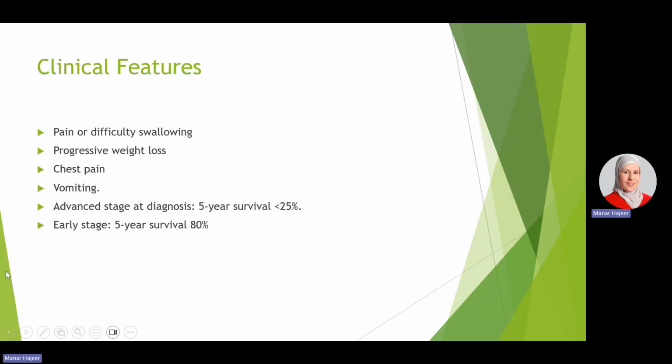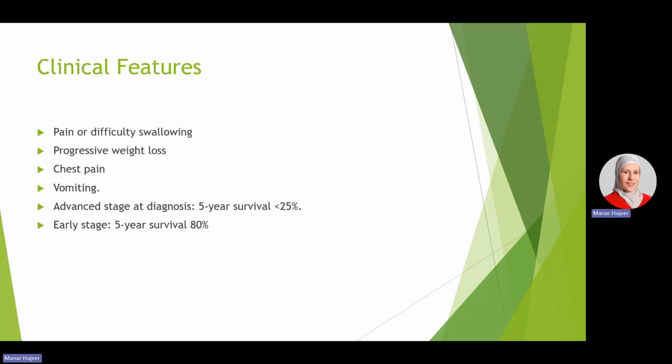The clinical features: because it's an exophytic mass obstructing the lumen of the esophagus, these patients present with pain and difficulty in swallowing. In advanced cases, they might present with progressive weight loss because of the tumor itself, tumor cachexia, and because of the difficulty in swallowing, so the patient stops eating, chest pain, sometimes vomiting. Advanced stage at diagnosis is the most important or most unfortunate feature for these patients because they present late, thinking that their symptoms are related to the reflux.